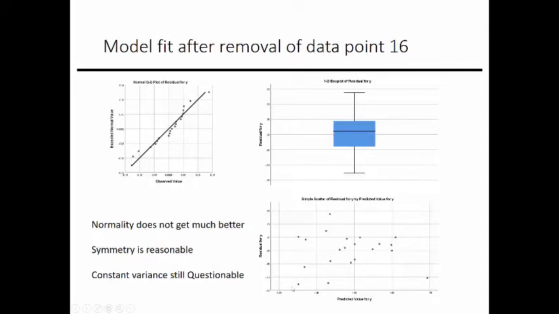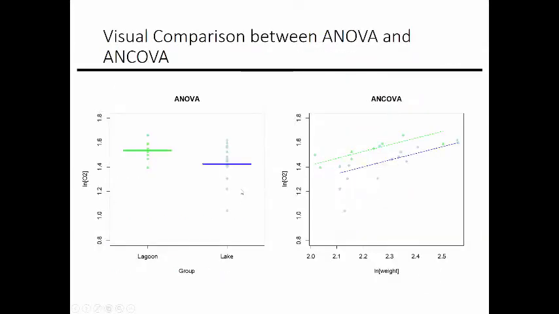And we see that getting rid of that point also made the pattern in our residuals look a little more random, or a little more shotgunny, with the exception of maybe this one, but everything else looks pretty good. So you could say constant variance may still be questionable, but based on the sample size, it's probably not horrible.